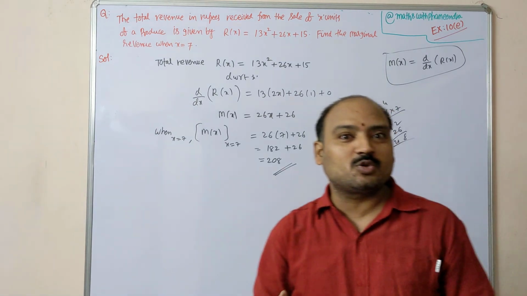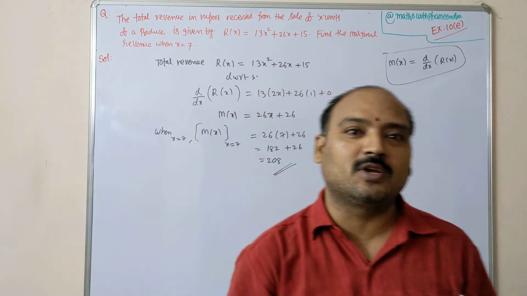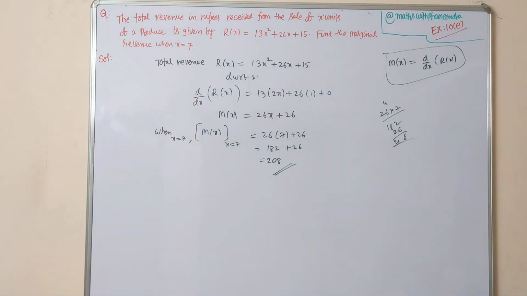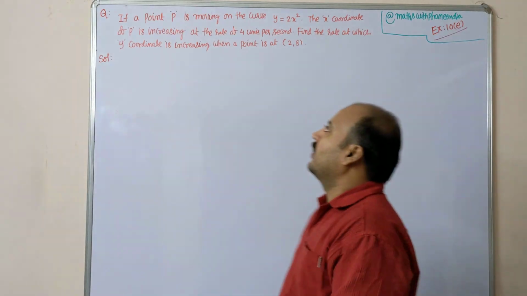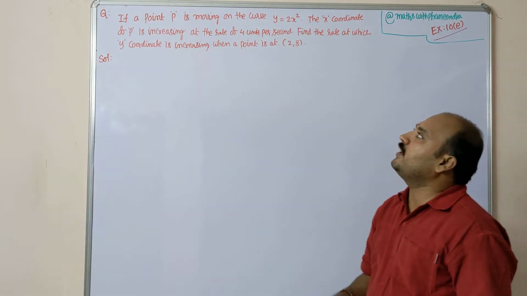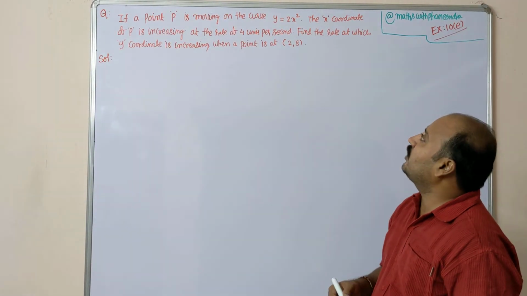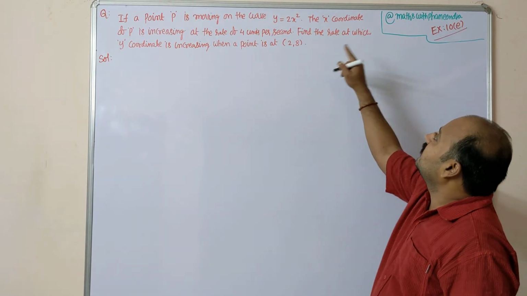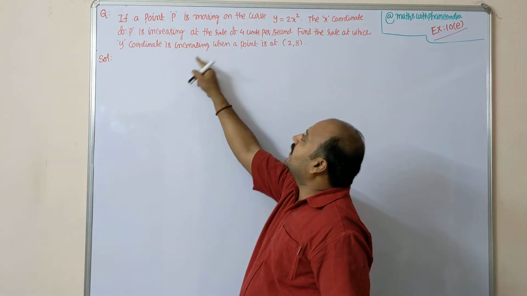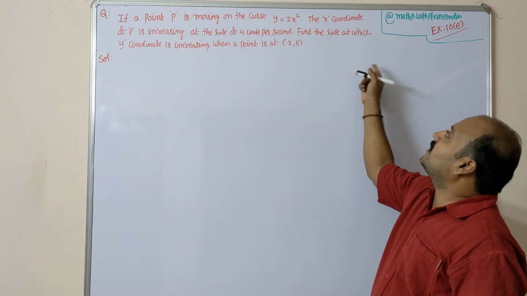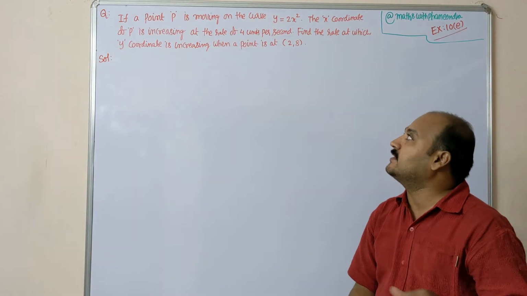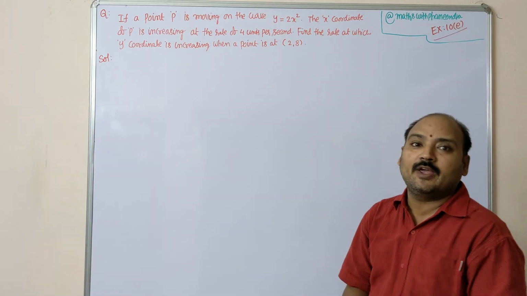We'll move on to the last question, a very important question for 4 marks. The next question: if a point P is moving on the curve y = 2x², the x coordinate of P is increasing at the rate of 4 units per second. Find the rate at which the y coordinate is increasing when the point is at (2, 8).